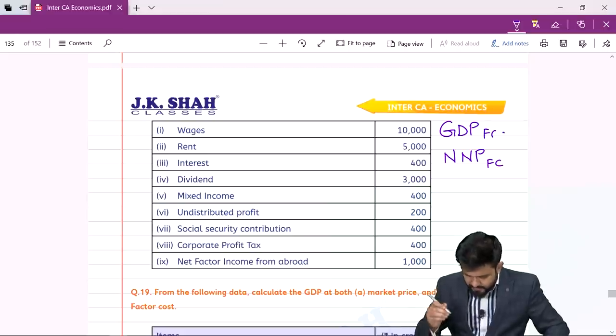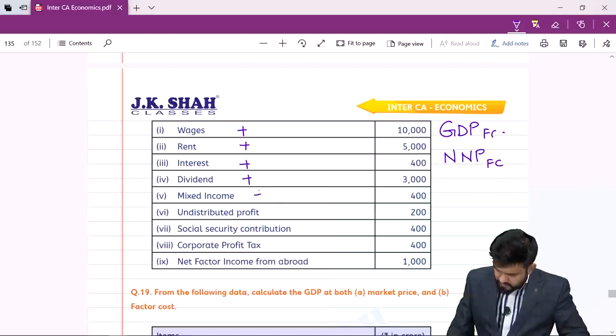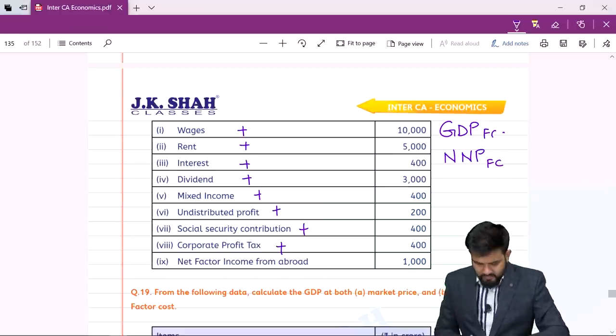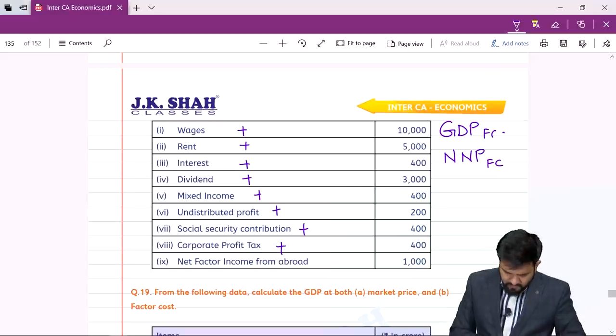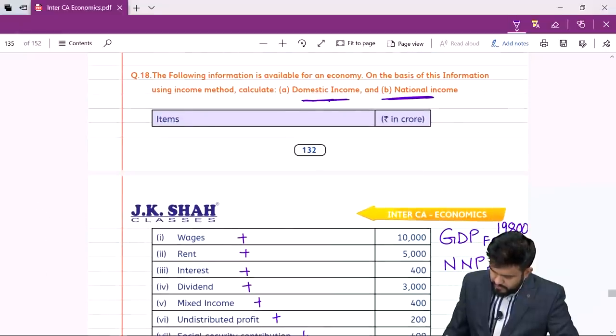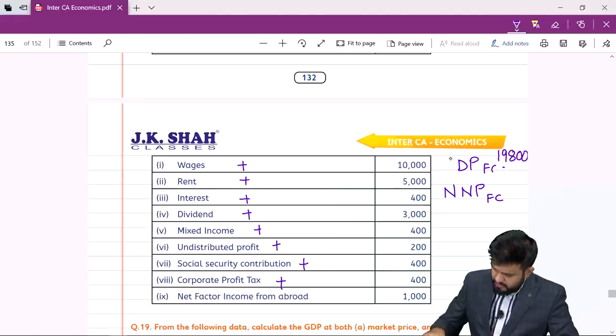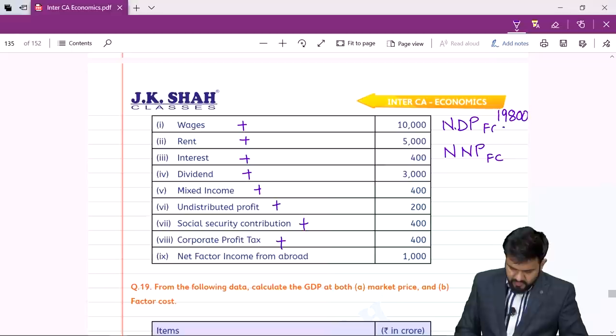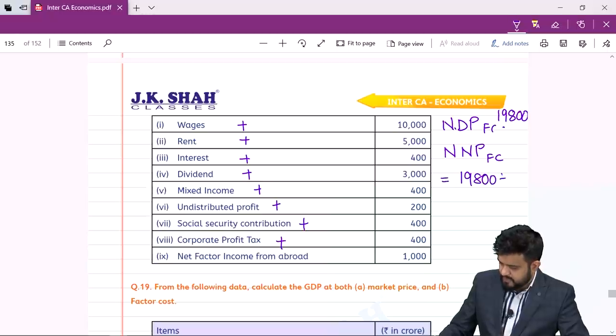Wages plus rent plus interest plus dividend, everything you need to add. These are all earned income. Social security contribution also comes. Corporate profit tax also you will add. I will just calculate, 400 plus 3000 plus 400 plus 200 plus 800, that comes to 19800. That will be your domestic income. This is NDP, and the moment you add NFIA, plus 1000, so NNP factor cost will be 19800 plus 1000, you get 2800.